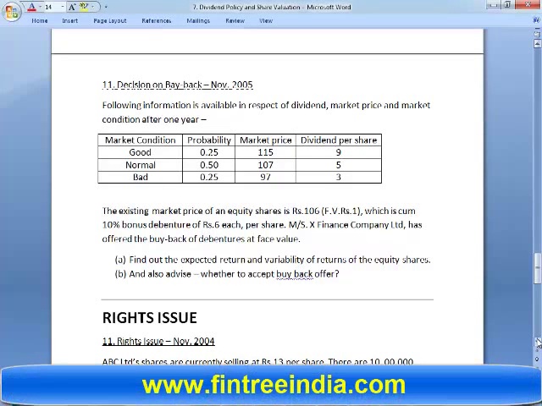Normal, probability, market price, dividend per share. The existing market price of an equity share is 106, which is cum 10% bonus debentures of rupees 6 each per share. I don't know who creates questions like these. Majors X Finance Company Limited has offered the buyback of debentures at face value. Find out the expected return and variability of returns of equity shares. And number 1, advise whether the company should accept the buyback offer.